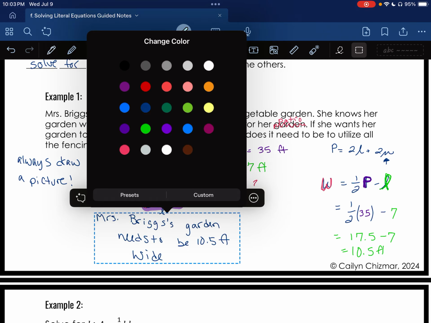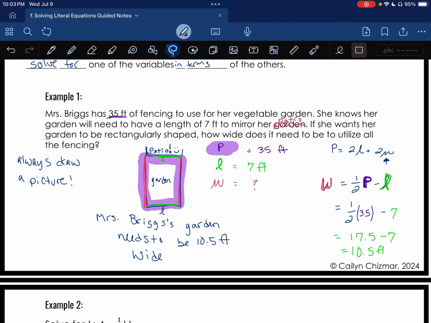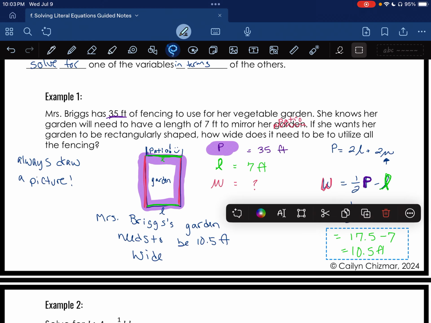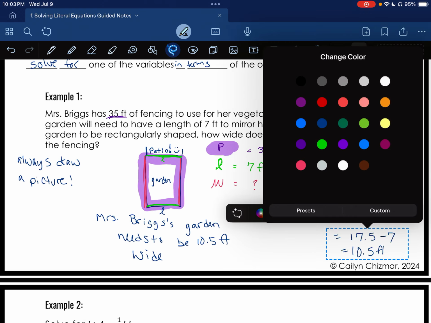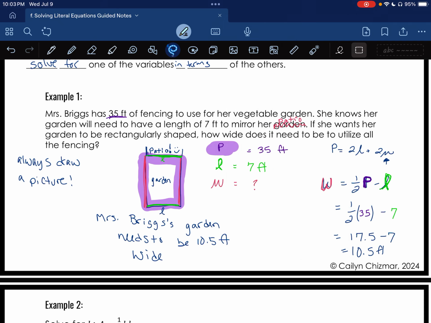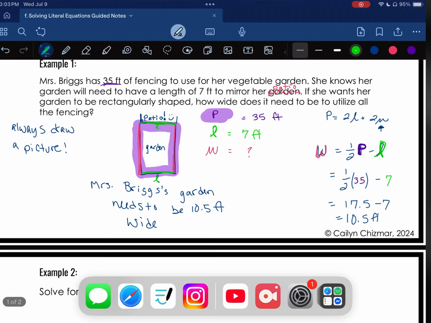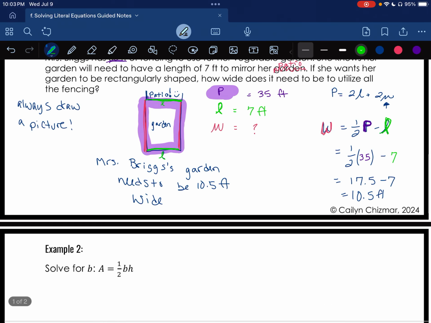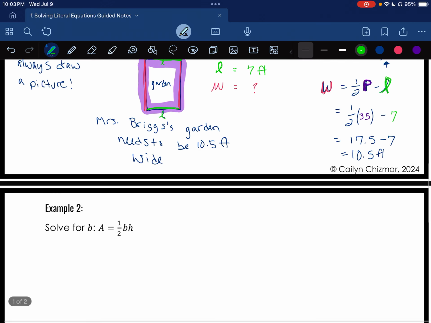I realized I kind of messed up some of my color coding here, so I'm just fixing that really quick. Okay. Alright, and if I messed you up with my length and width being the way they are, it's because I drew my picture sideways, so I apologize. Math works out the same.